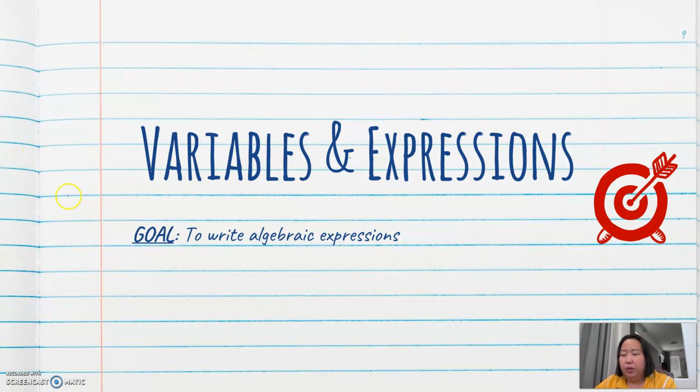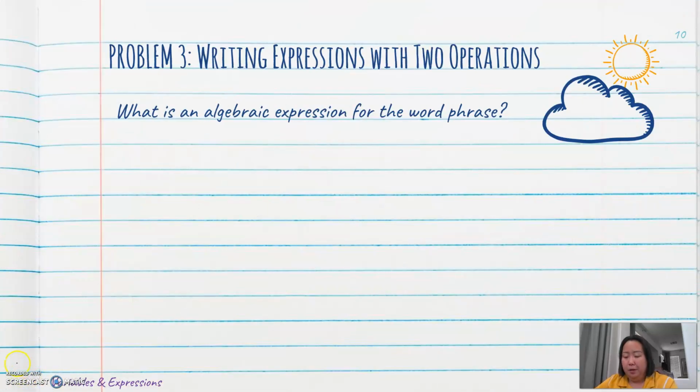Hi again. So we are now going to continue discussing variables and expressions, and we are still going to be writing algebraic expressions. So let's move on to the next slide. All right, so this time the algebraic expressions that we will write will involve two operations. So let's have an example. 3 more than twice a number x.